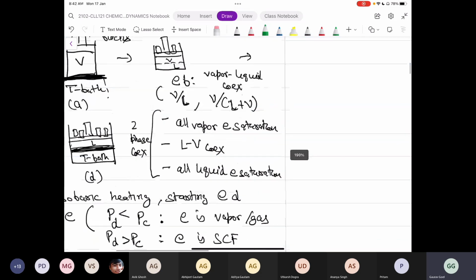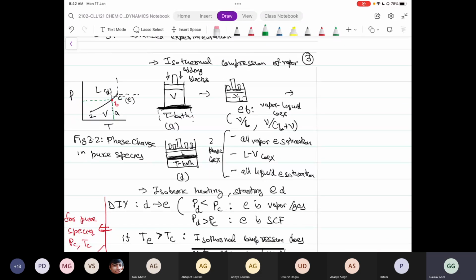Okay. So what you are seeing here is, I'm saying at B, you have vapor liquid coexistence. And there are 3 possibilities. All of the material is in liquid state at saturation. All of the material is in vapor state at saturation. Or you have a part of the material in vapor phase, part of the material in liquid phase. All 3 are represented on the diagram by a single point, B. On the PV diagram, it's a line.